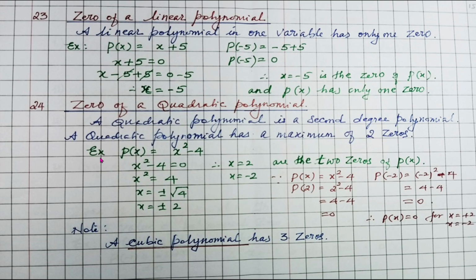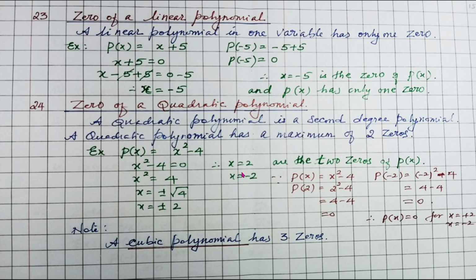Let us take an example. P of x is equal to x square minus 4 is a second degree polynomial. That means, now to find the zeros, equate this polynomial to 0, because the value of the polynomial has to become 0. X square minus 4 is equal to 0, x square is equal to 4, x is equal to plus minus root of 4, therefore x is equal to plus minus 2. That means we have got two values of x here, x is equal to 2 and x is equal to minus 2. So if I put x is equal to 2 here, it becomes 0. If I put x is equal to minus 2 here, it becomes 0. Therefore, x is equal to 2 and x is equal to minus 2 are the two zeros of a quadratic polynomial.